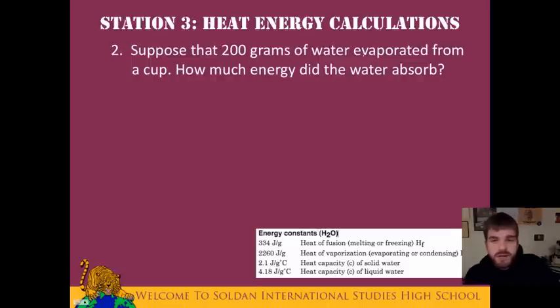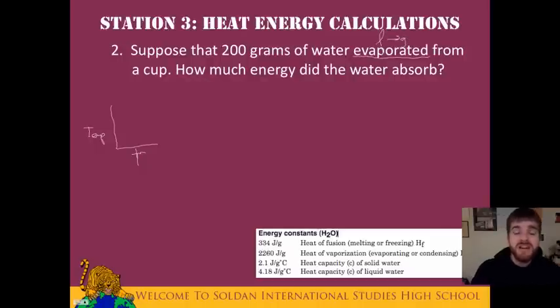Number 2, 200 grams of water evaporated from a cup. How much energy did the water absorb? Hey, these ones are fun. When it's a phase change, these ones always get students tricked up on the test. Here we're evaporating. That means going from liquid to gas. When we have a phase change, the temperature is constant because all of the energy that's coming in is going to change the spacing of the particles, not the speed of the particles. So here we've got a nice flat line graph here.